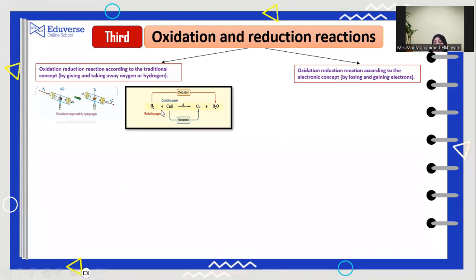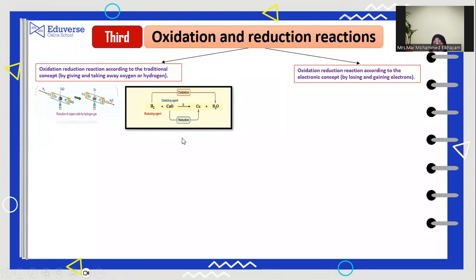When they react with each other, the hydrogen will take the oxygen from the copper oxide. And now this is the reducing agent. Why? Because it reduces the oxygen in copper oxide. But when copper oxide gives oxygen to the hydrogen, it will be left with no oxygen. So it is reduced. The reduction process happens to it. And the hydrogen, when it takes oxygen from copper oxide, is oxidized.